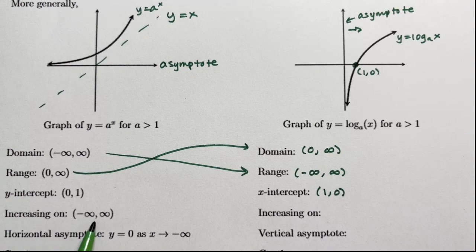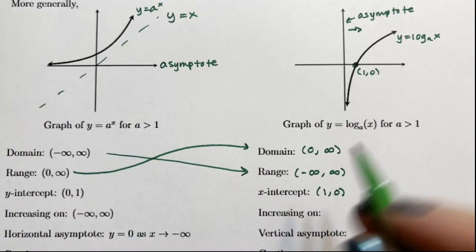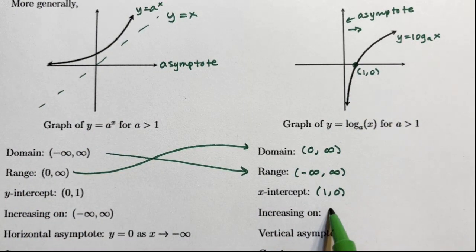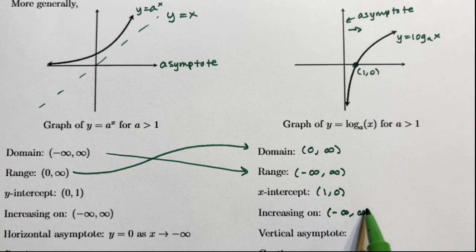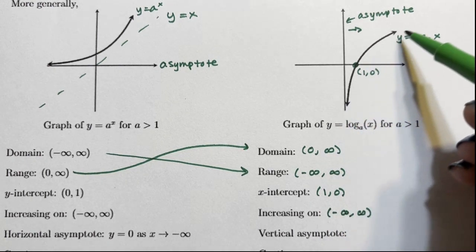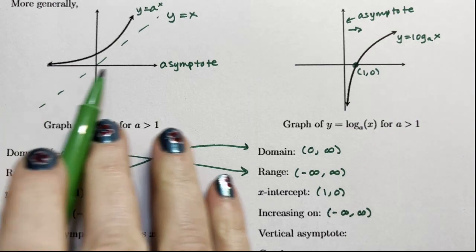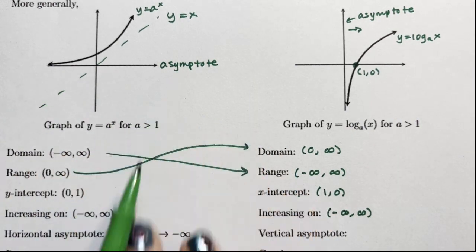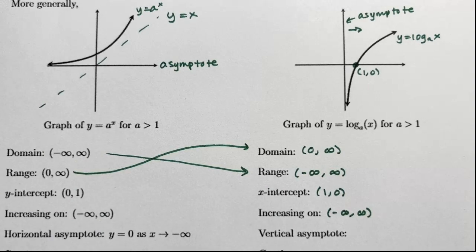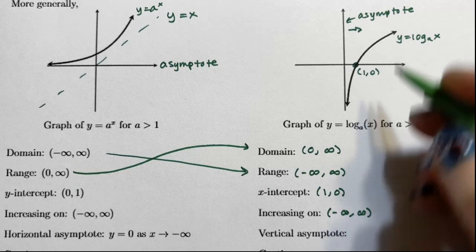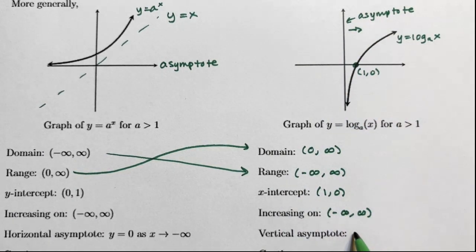This is increasing on all values. They are both increasing at all points. We just already talked about the asymptote. The x-axis is the asymptote, so y equals 0. The vertical asymptote, in this case, is x equals 0.